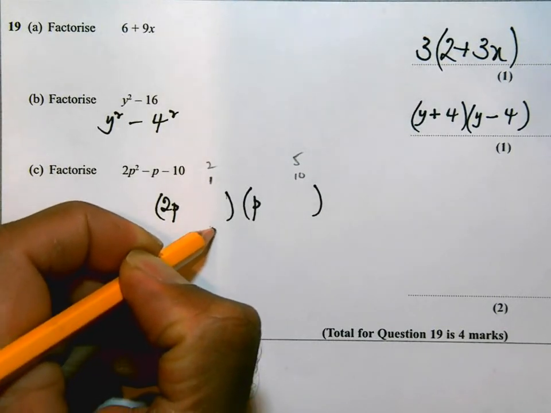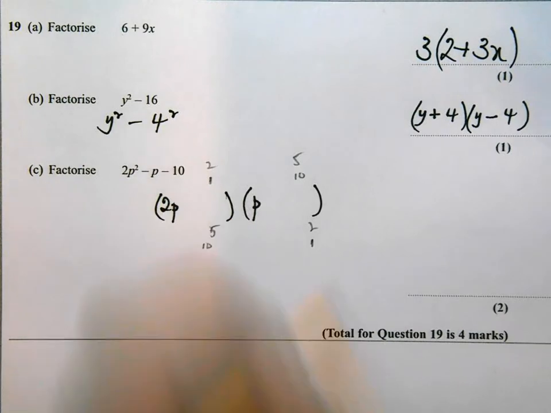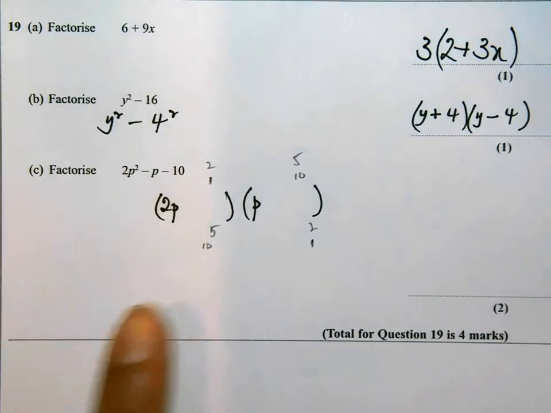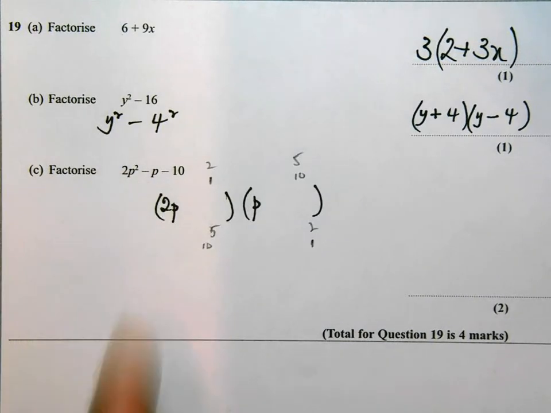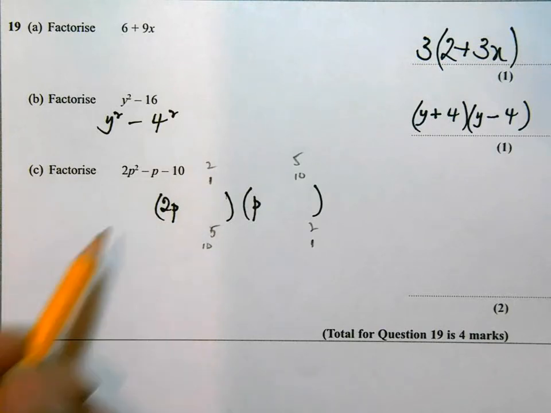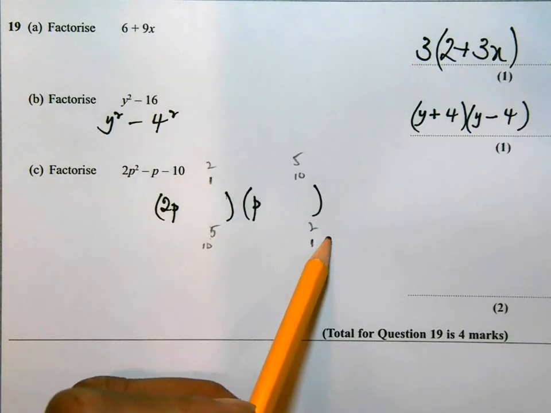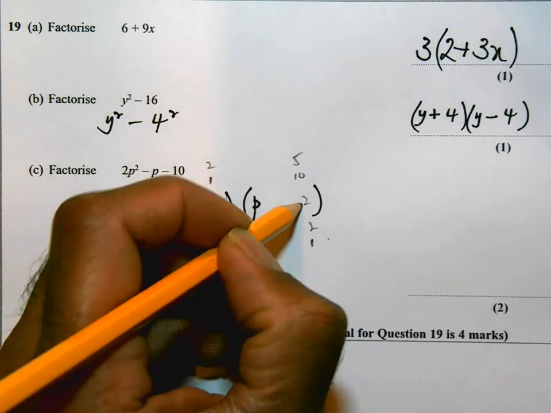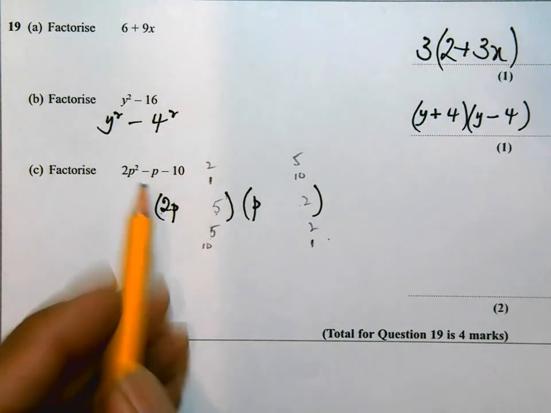5 and 2, or 10 and 1. So we need to decide which of those pairs are going to work to give me minus 10, and which of those are going to work to give me minus p. So it needs to work to give me minus 10 and minus p in the middle. So let's try this. I believe at a glance, it is going to be the 5 and the 2. Why is that? Well, if that was a 5 and that's 2, 2p times 2 is 4p, 5 times p is going to be 5p, and I could make a difference of minus p there.